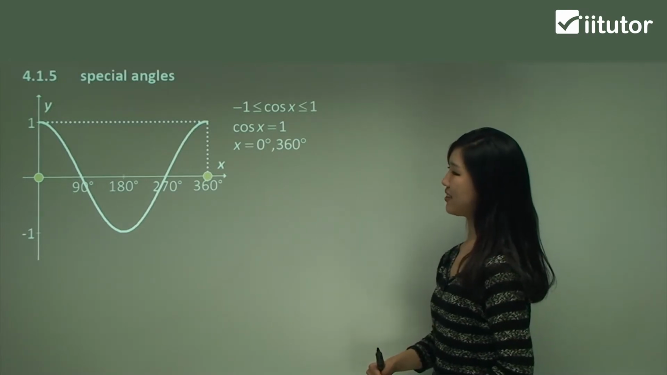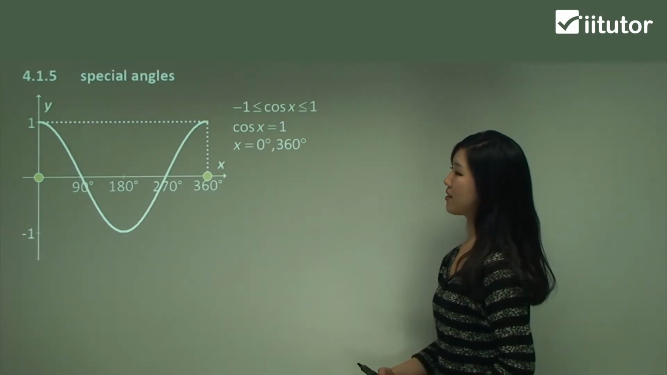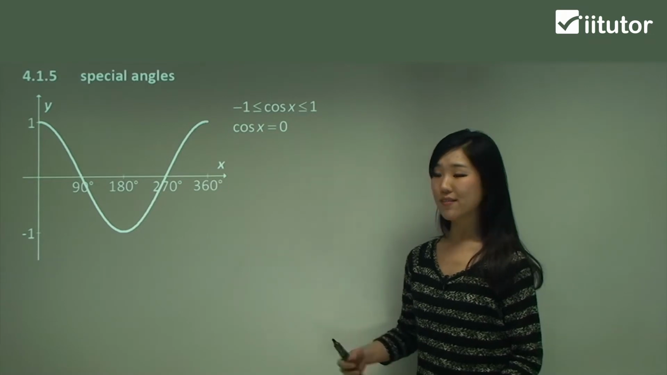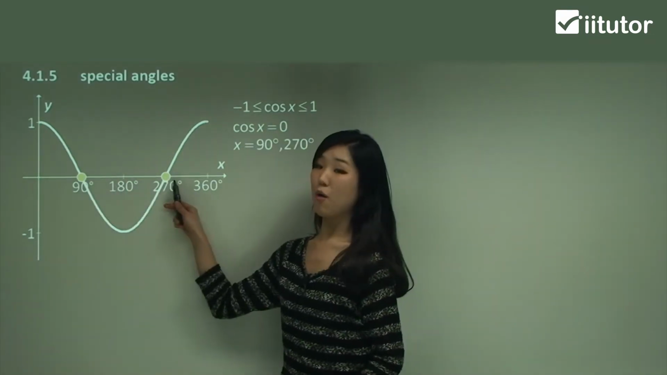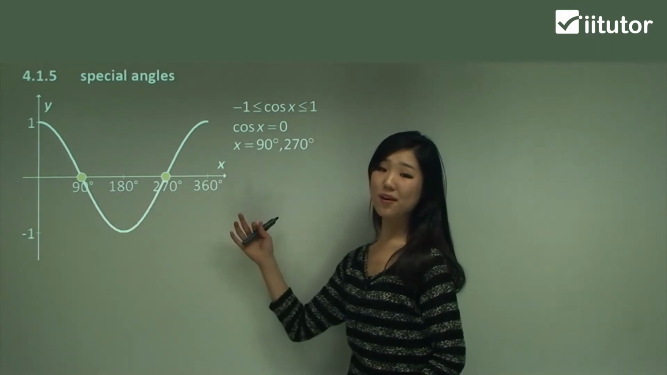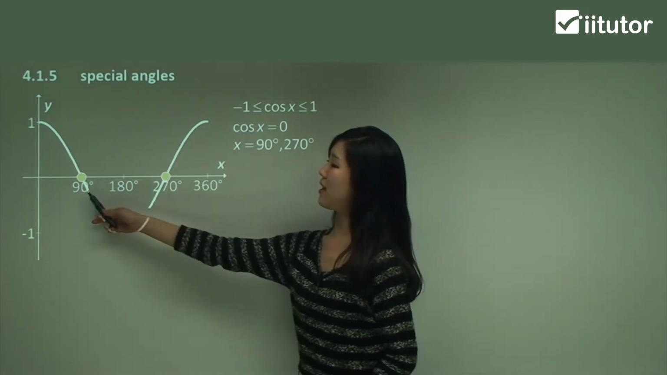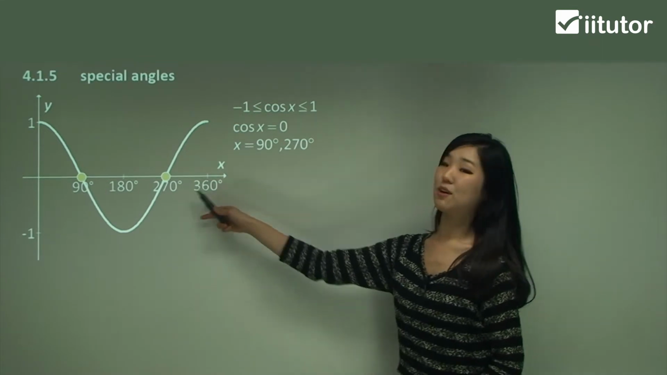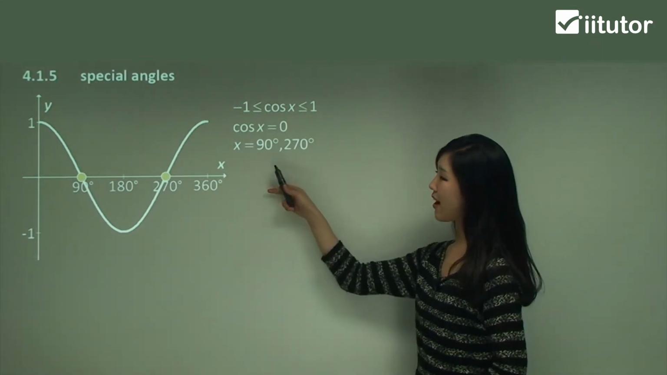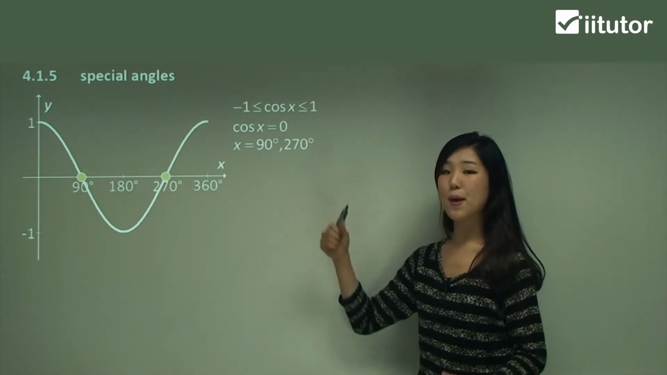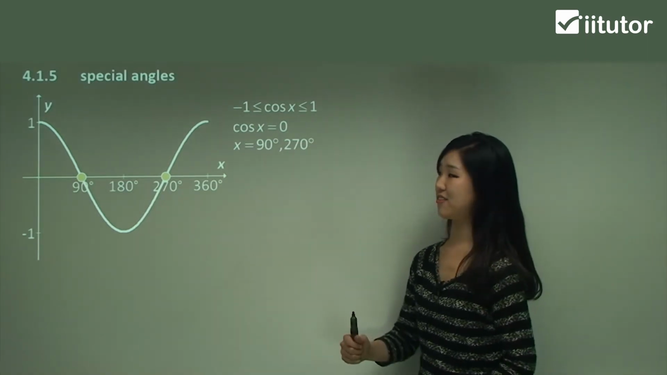Now we're going to look at when cos x equals 0. Have a look on the diagram again. We know that those two points are when cos x equals 0. So what are the angles? Simply 90 degrees and 270 degrees. Those two solutions. So cos 90 and cos 270 both equal 0 as shown on the sketch.